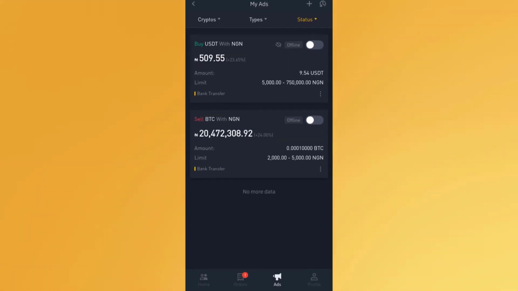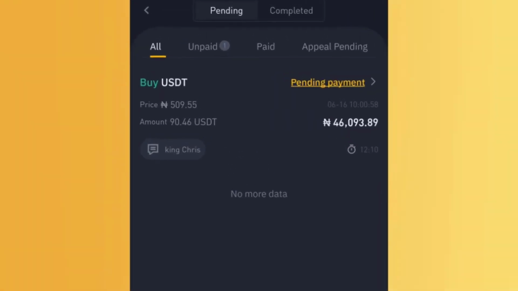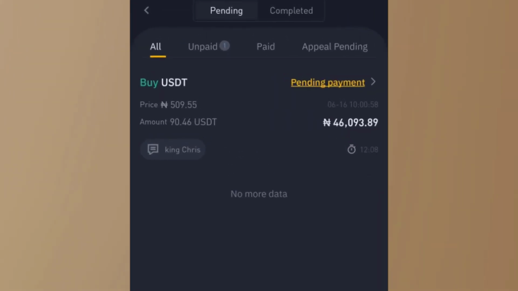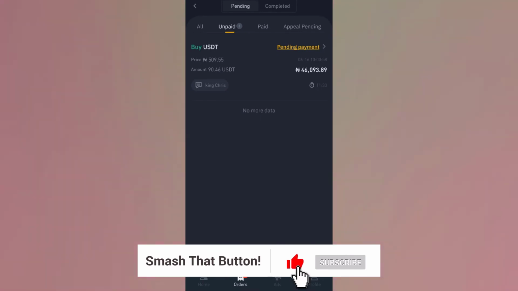All right, so while I was making this right now, somebody actually just placed an order with me to sell me their USDT. As you can see, this is it right here. This is what I was talking about. I will have to cancel this, unfortunately, because I do not want to buy this USDT. But you can see this is the amount they will be selling to me. I'll be buying 90 USDT from them, and also at the price of 509 naira. So you can see it's currently in my unpaid section, and I will need to make the payment to this person, but you know, I actually can't, so I'll have to cancel it.